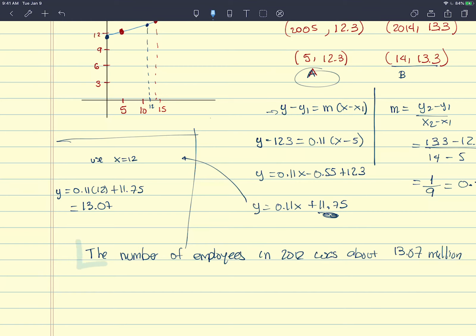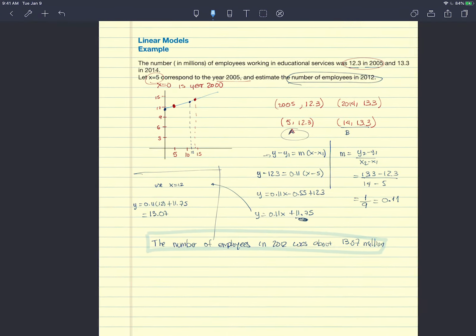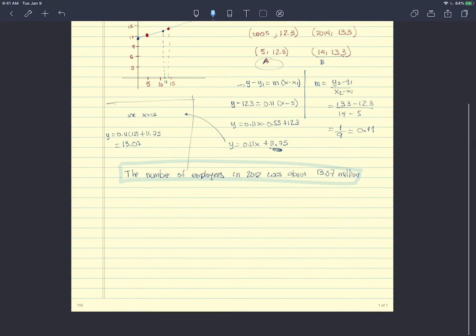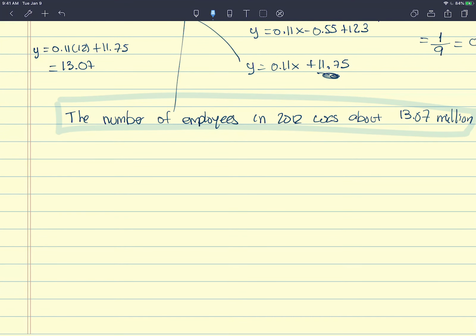Okay, so this is the big idea about these things. What we're doing is, they're giving you two values. You have to write them as points. Find the equation of the line that goes through those 2 points, and then use the equation to answer the question that they're asking. Okay, now how is this different than in other problems in this section?